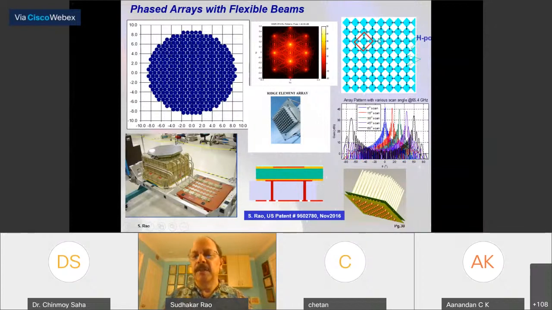This is another one which is a multi-layered element on the top right hand side. You can see the unit cell. It has 2 horizontal elements and 2 vertical elements. So you can actually change the polarization. It can give you VP, HP, or LCP, RCP.